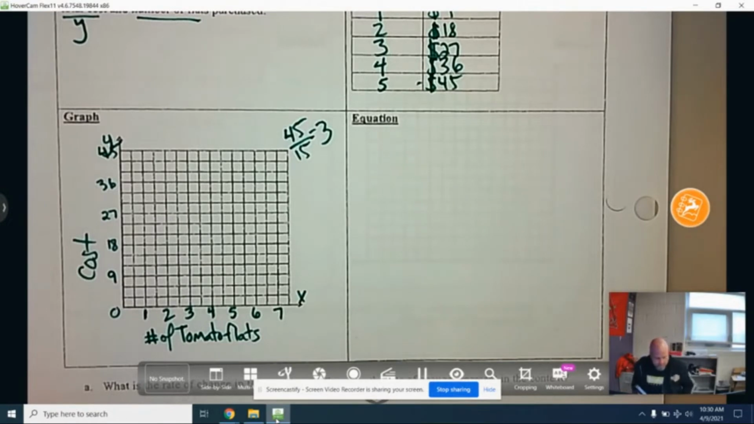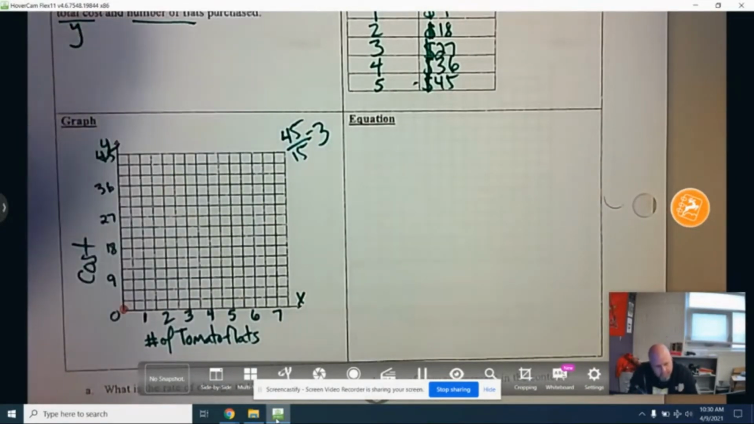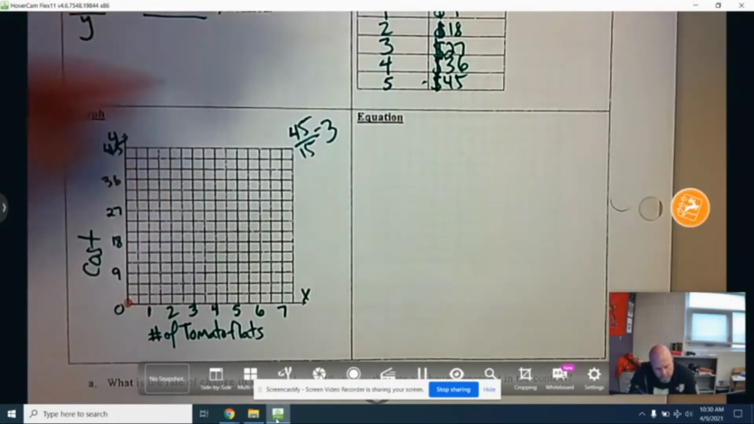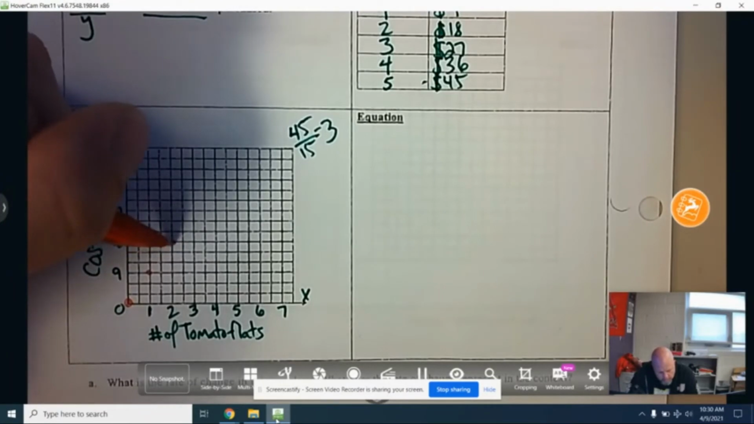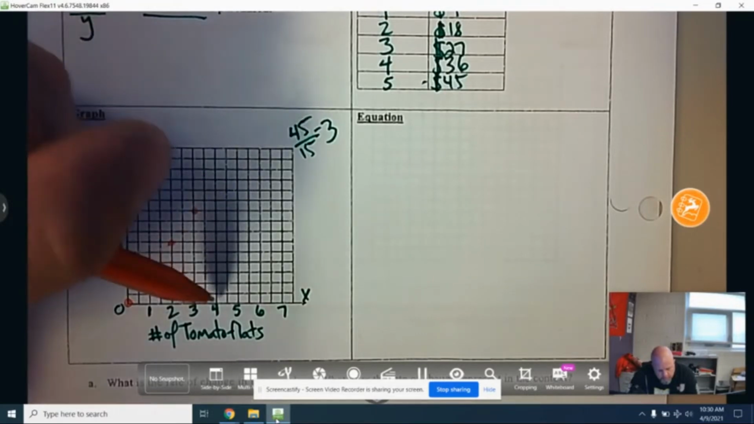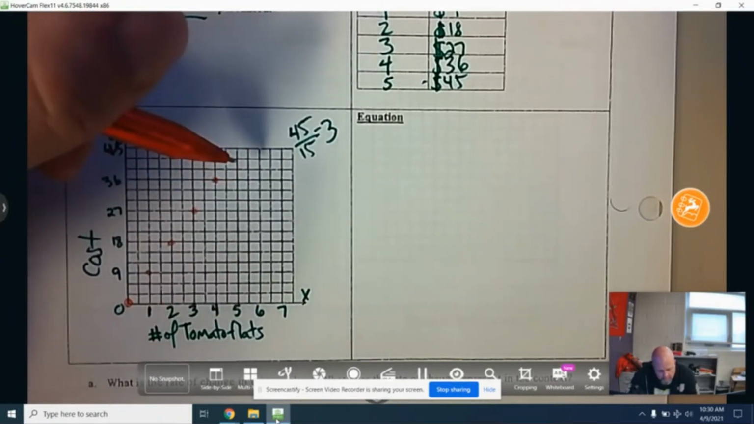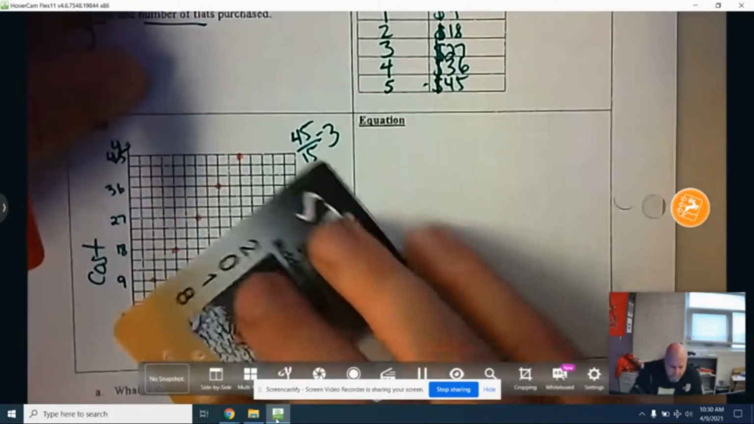Next thing is we're going to start putting some points on that graph. So 0, 0, yep, that's a point. 1, 9: I see 1 flat is $9, so I put my point there. At 2, it was $18, so go over to 2, up to 18. Then at 3, it's at 27. At 4, it was at 36. At 5, it was all the way up to the top at 45. Okay, use your straight edge now. Connect the points.